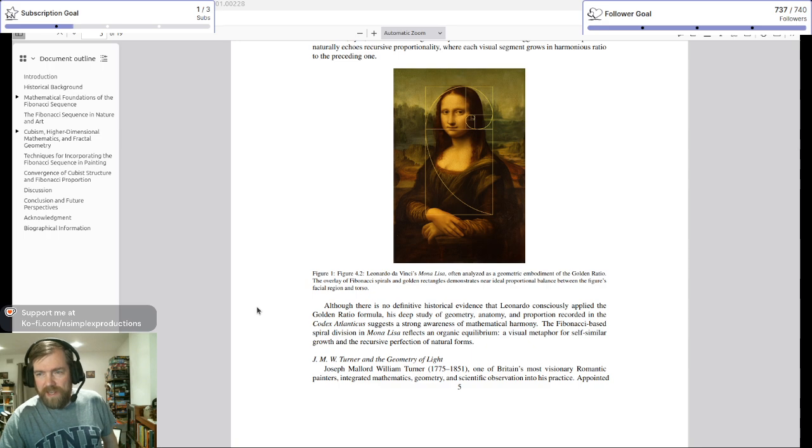Facial region and torso. Torso. Your torso ends here. Your torso ends at your hips. You can't see hips. Oi.